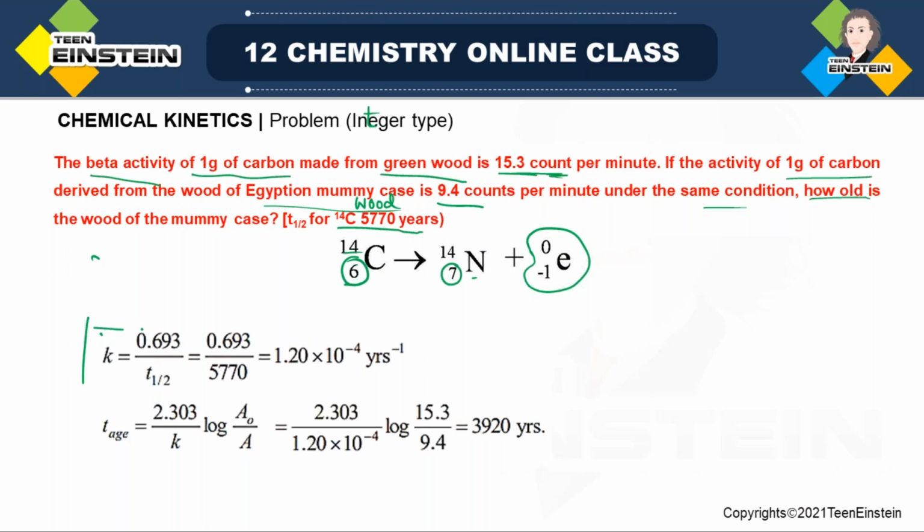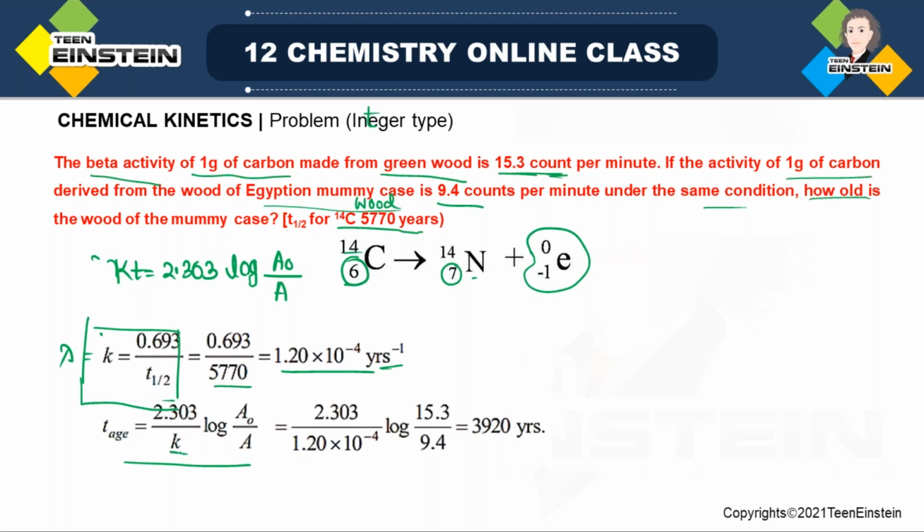So this is the relationship. Just put the value of T half, 5770 years. You will get the value of the decay constant. It may be K or it may be lambda, whatever it is: 1.20 × 10 to the power minus 4 per year. And ultimately we are using this equation. This equation, remember, is kt = 2.303 log of the initial amount A naught divided by the final remaining amount A.